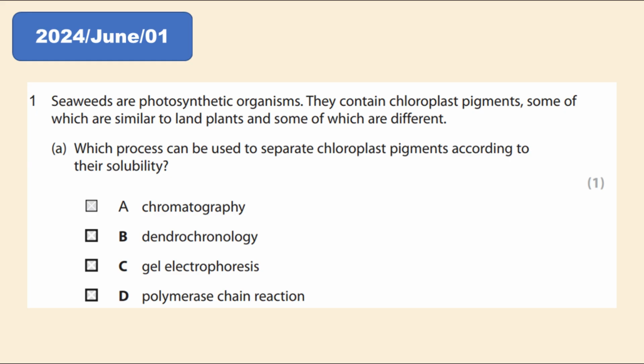The next question is the same as the October 2020 paper. So you can see the same type of question here. They are asking which process can be used to separate chloroplast pigments according to their solubility. It's very clear, it's chromatography, none of the other options. Again, you can see the same order of answers that appeared in the 2020 October paper.